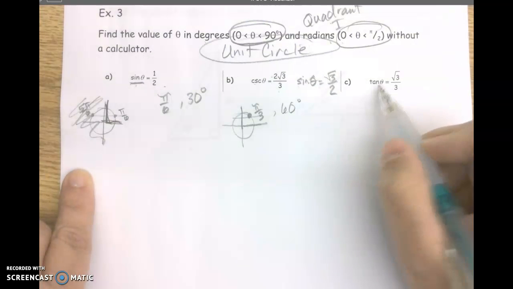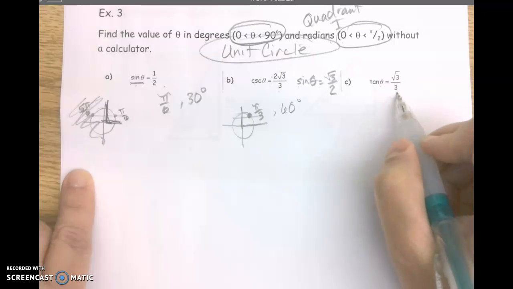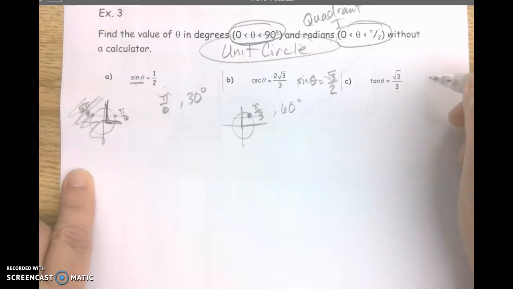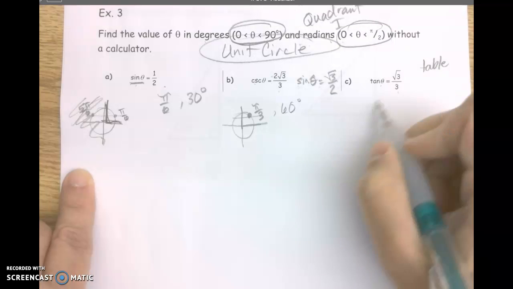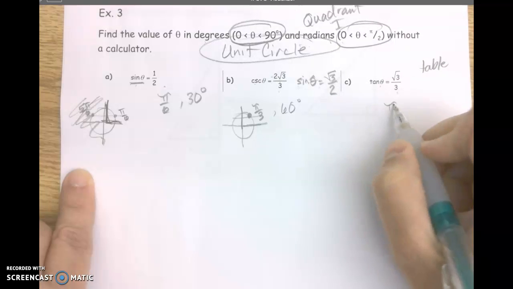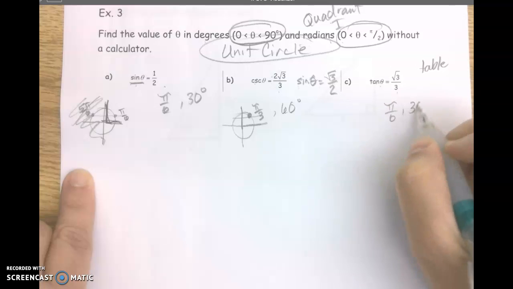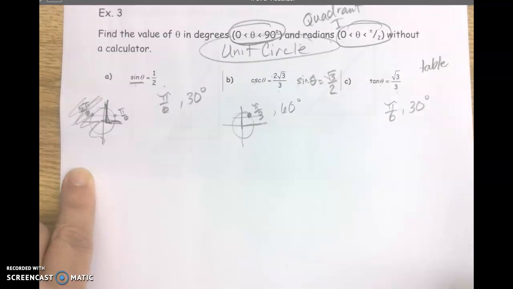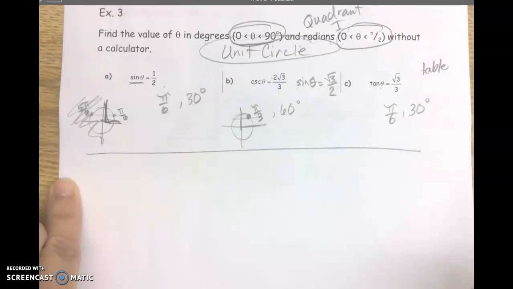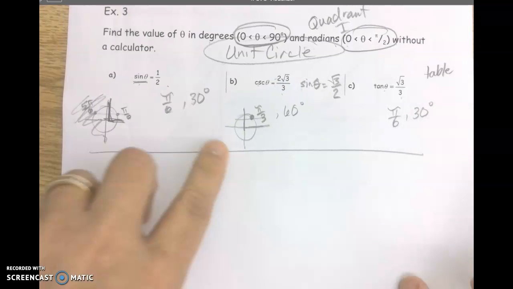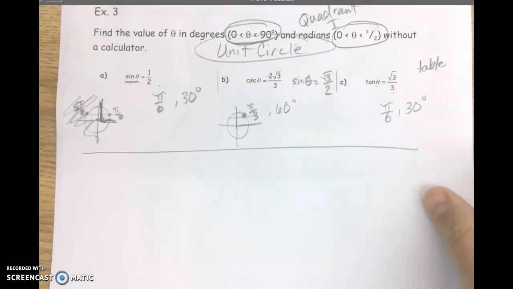Tangent of theta, some angle, is going to be the square root of 3/3. I may have to look back at my table that you filled out, and I would see that it's actually pi/6, which is 30 degrees. Okay, so that's another way that we're going to continue to work with these unit circle angles. This is like setting the stage for solving, so this is very important that you know what it's asking.